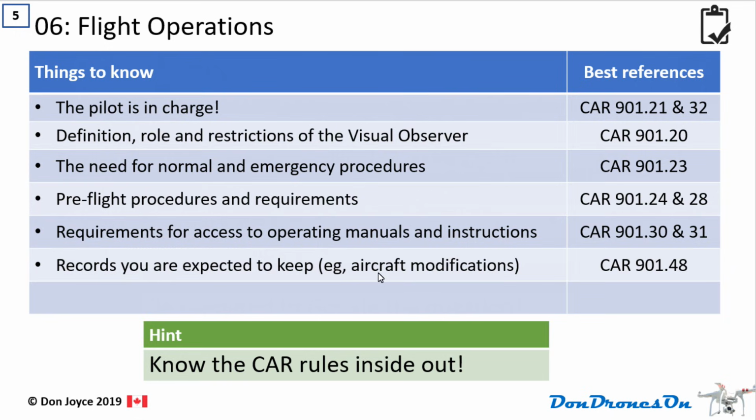You're also expected to have records and keep records of all sorts of stuff, including when you fly your drone, who flew your drone, aircraft modifications you might have made, like changing propellers and things like that, with dates and times and all the rest of that. Those are outlined in Rule 48. Just saying, you're expected to do that.